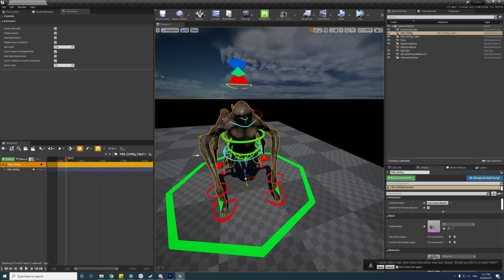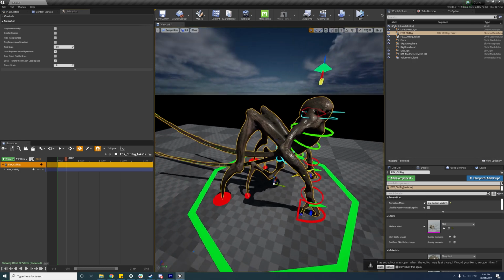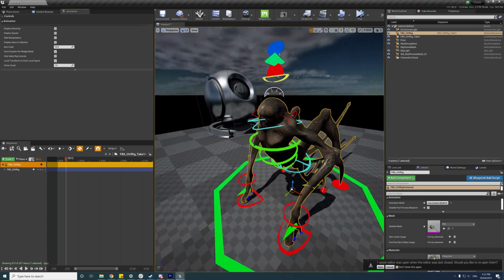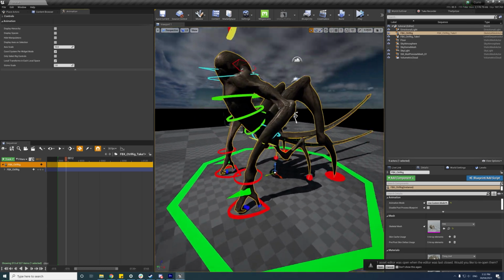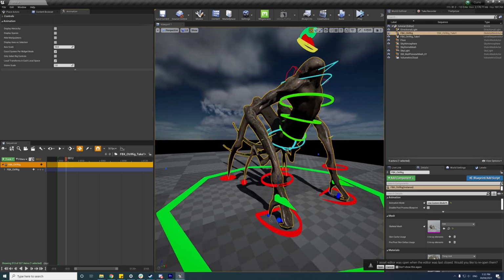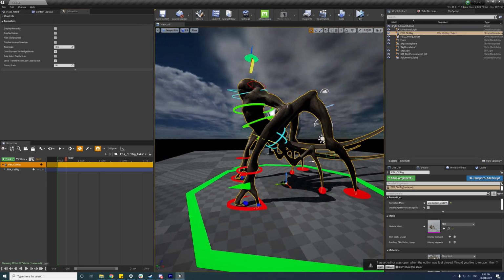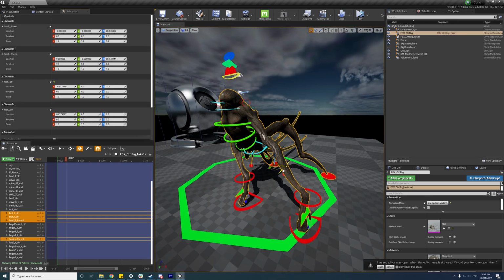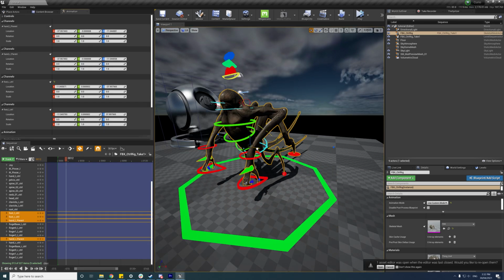One of the first things you'll notice about this rig is how simple it is compared to what you'd usually expect from a quadruped character. Everything is driven in as few controls as possible to try and minimize the amount of time I have to spend animating. We've used a lot of IK and let the rig do most of the heavy lifting.